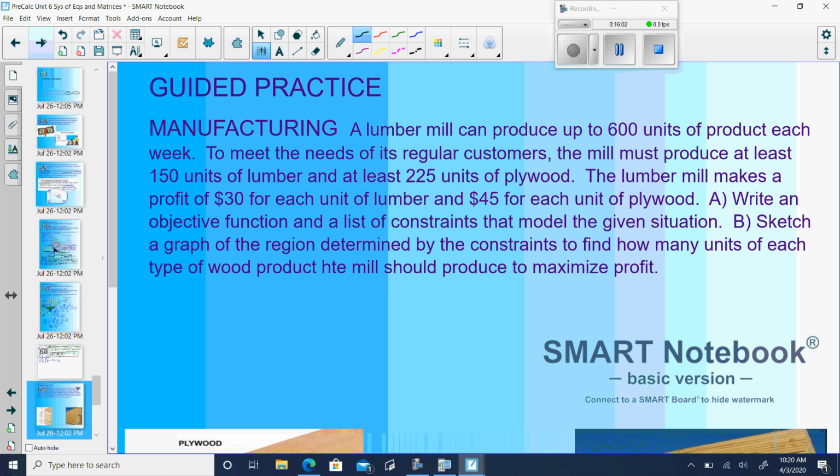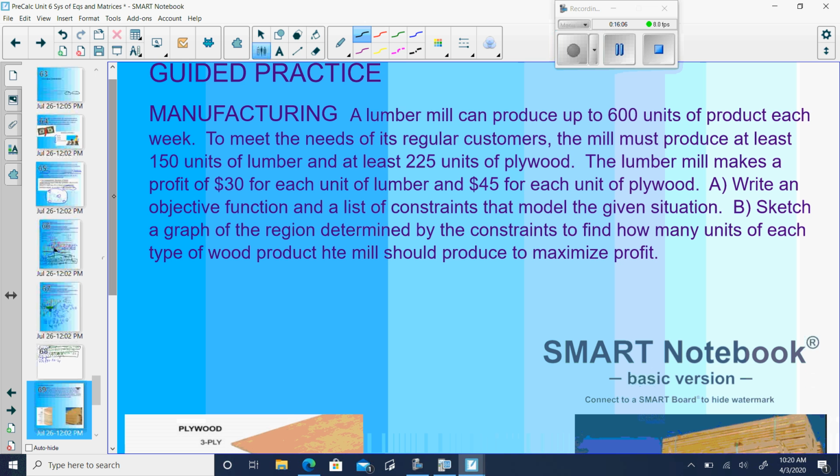A lumber mill can produce up to 600 units of product each week. So think about like 5th through 8th grade math and then some algebra 1, up to. So at most versus at least. So up to 600 means we can't go past 600. Right? We can go up to 600, but we can't go past it. So that means at most. So we're looking at a less than or equal to.